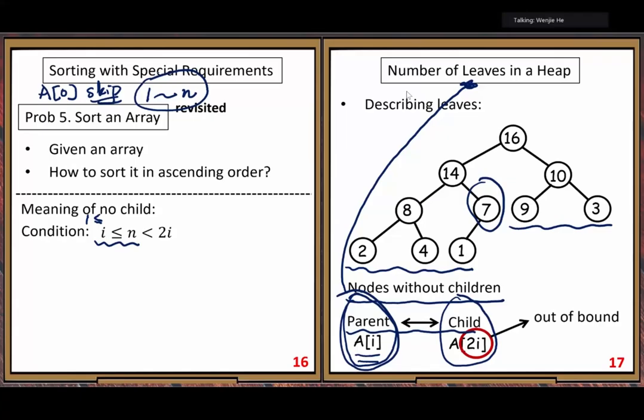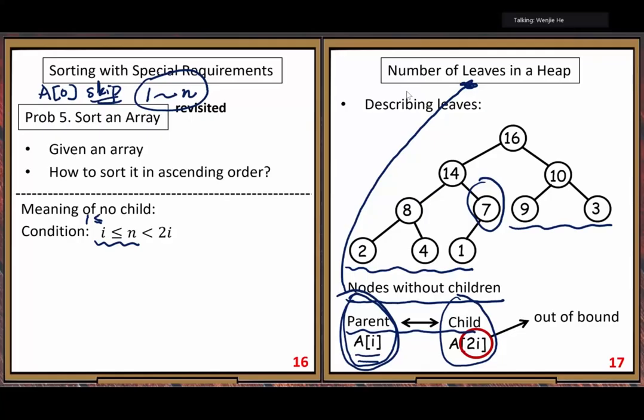In order to address the parent-child relationship, we cannot use a of 0, this element, in our heap, because we want to use a simple math formula to describe the parent-child relationship.